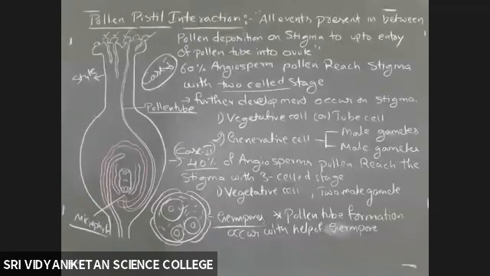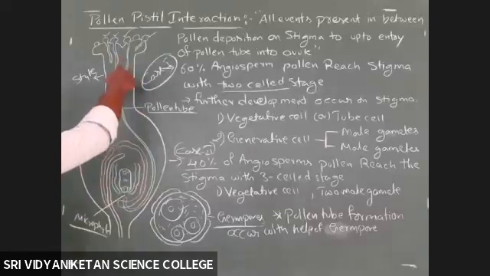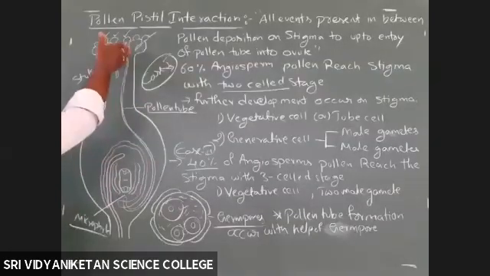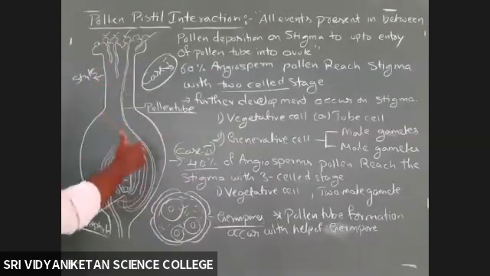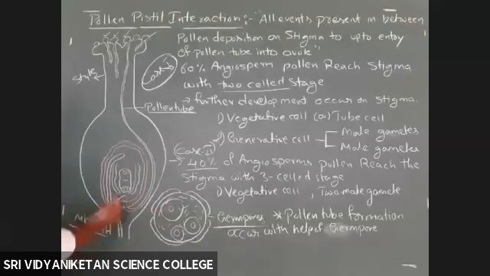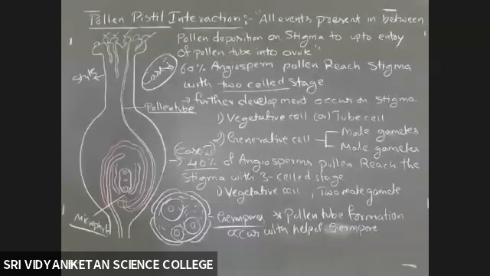And the pollen tube carries male gametes and the vegetative cell. That is the process called pollen germination. After this, the pollen tube enters the stigma, moves through the style, reaches the ovule, and enters into the ovule through the micropyle. Entry of the pollen tube into the ovule through the micropyle is called porogamy.